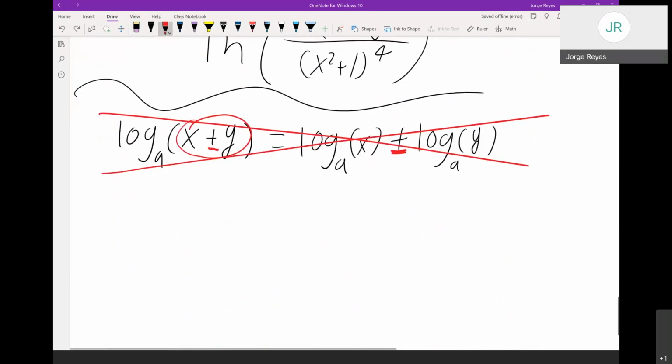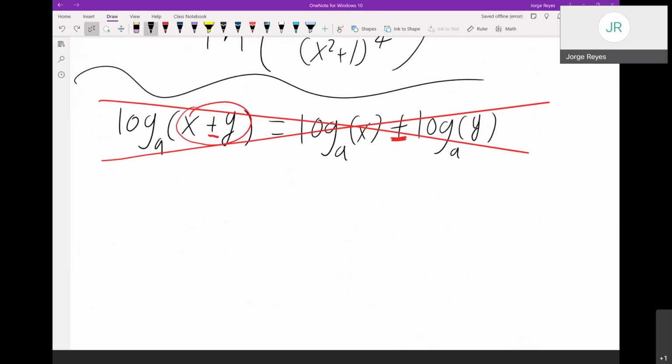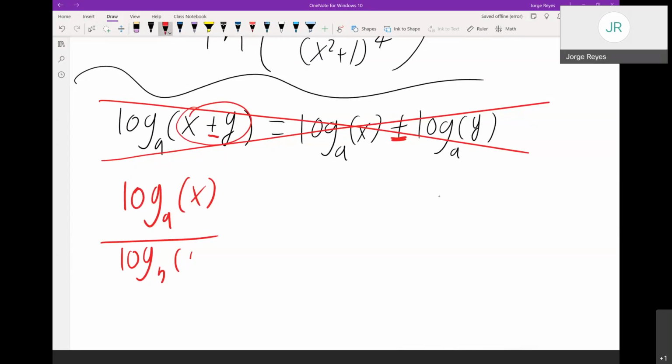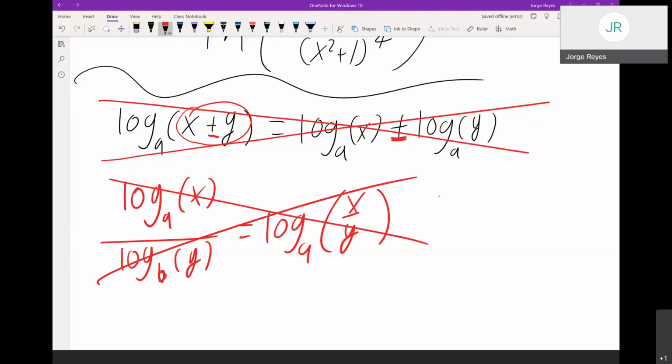And then you also get the mistake of log a of x divided by log b of y equals log a of x divided by y. This is, again, extremely wrong.